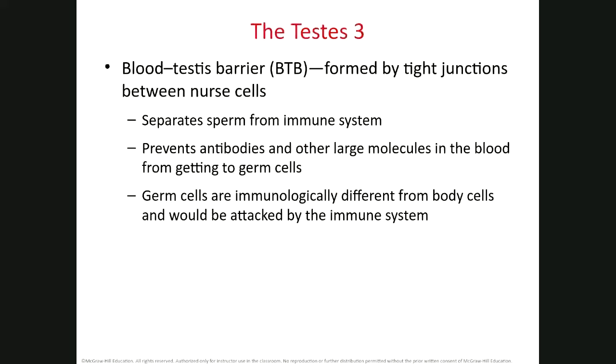The testis has a BTB, another abbreviation is blood testis barrier. Tight junctions, which separates tight junctions between nerve cells. This will separate the sperm from the immune system, so there would be no antibody formation against the sperm. That's the safest and the natural way. We don't want the immune system to develop antibody to the sperm. Otherwise, you will have destroyed all the possibility to create sperms.